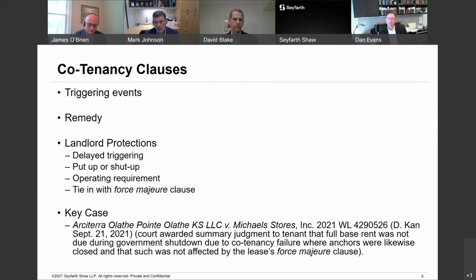As everyone on the call is probably generally familiar, cotenancy clauses provide that if specified anchor tenants stop operating for a period of time, or if a percentage of the overall leasable area of a center is not occupied, then for that period of time, the tenant's rent obligations are abated or reduced. If lasting long enough, then perhaps you would have some termination rights. A lot of tenants have turned to these clauses during the government shutdown periods.